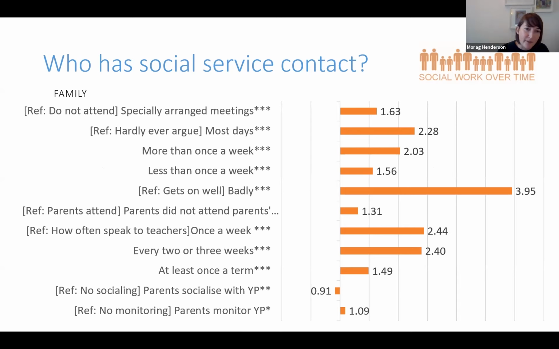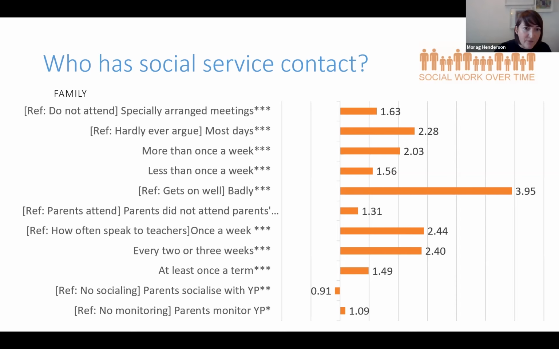In terms of the sort of family relationships, we see that those who attended specially arranged meetings have higher odds of having social service contact. Again, that might just be a function of having social service contact. Frequency of arguing with their parents: if they argue most days compared to hardly ever, there's increased odds of having social service contact. And whether the young person reports they get on well with their parents or badly. If it's badly, it's almost 4 times the odds of having social service contact.